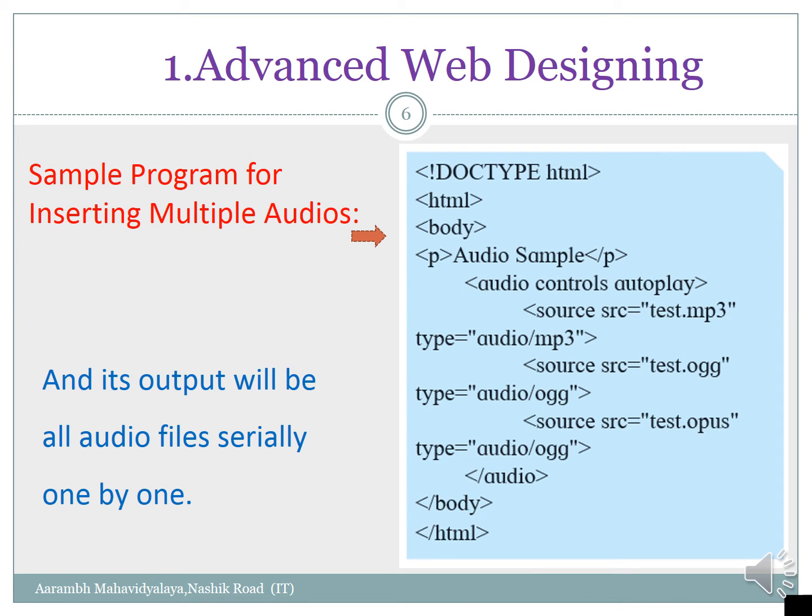Just now we have seen that we can add a single audio file with the web page. Now let us see how to add multiple audio files on a single web page. Here in this program, we have added three files as test.mp3, test.ogg and test.opus. All these files will play serially one by one.